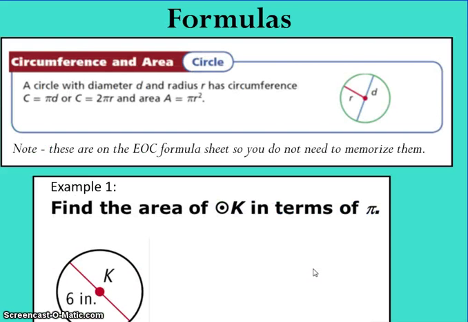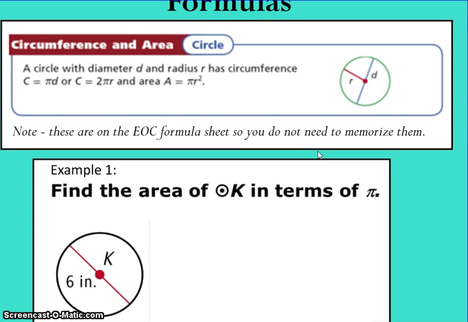Okay? Alright, so there are some formulas that we need to be familiar with. We need to know that circumference equals pi times diameter, or also that circumference equals 2 pi r. And for the area of the circle, we need area equals pi times radius squared. Remember, whenever you see D, it means diameter, and R means radius. Now, these are on your EOC formula sheet, so you don't need to memorize them.